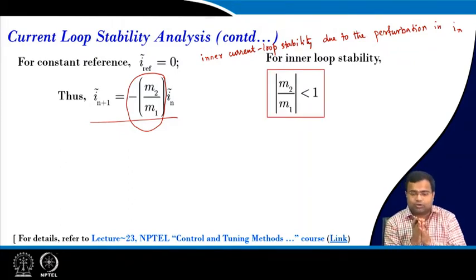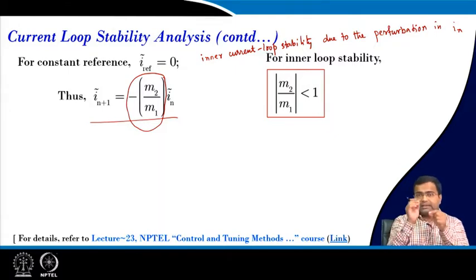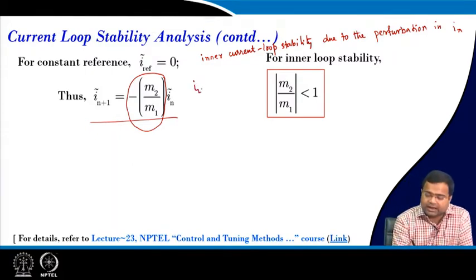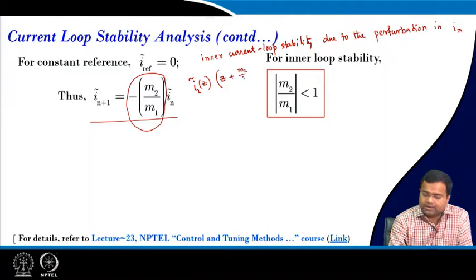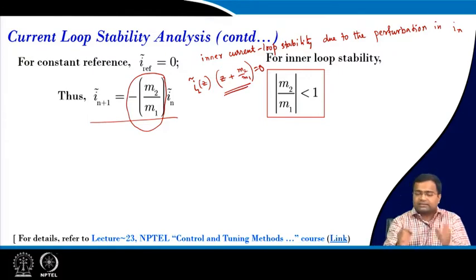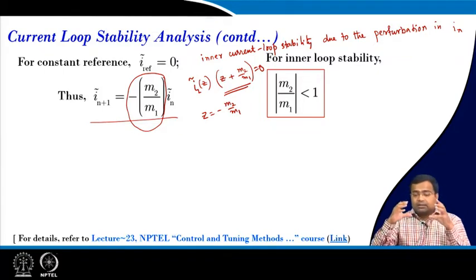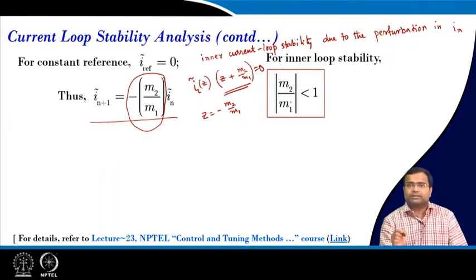And because it is discrete time, the magnitude should be inside the unit circle. That means the location of this coefficient matters: if we apply the Z transform, we get IL tilde Z, and this will be Z to the n plus 1 plus M2 by M1, this whole thing equal to 0. So, we have to ensure that Z equals minus M2 by M1, and this minus M2 by M1 should always be within the unit circle. It can be proved if we take the mod of this.